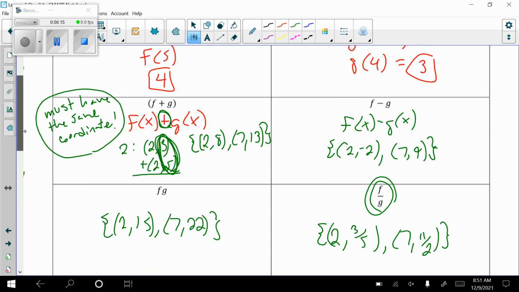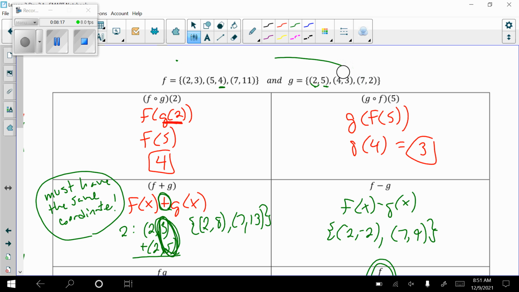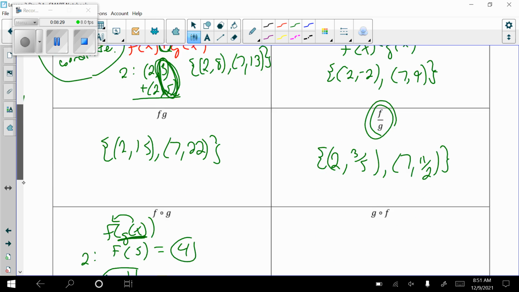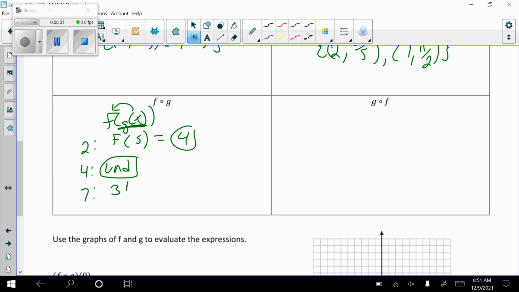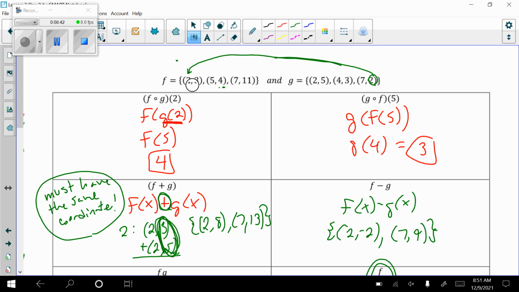Okay, let's do this again. So we've got f of 7 is, g of 7 is 2. So I'm going to go over here on the f side and find the y coordinate when f is 2. And so my answer is 3. Okay, so let's go the other way. So g of f of x. So now I'm going to start with all my x coordinate points for my f side. So I have 2, 5, and 7.